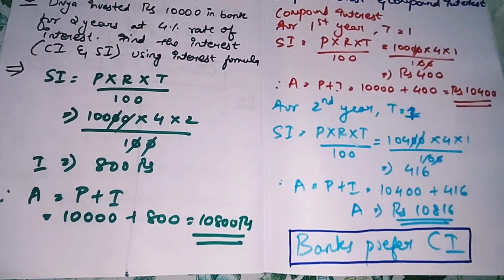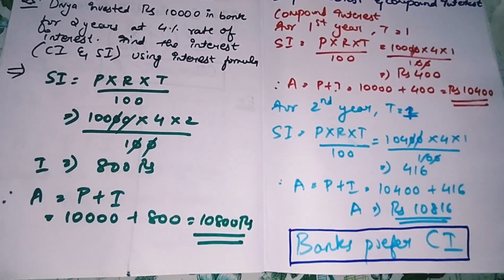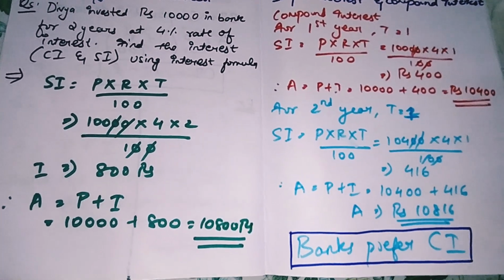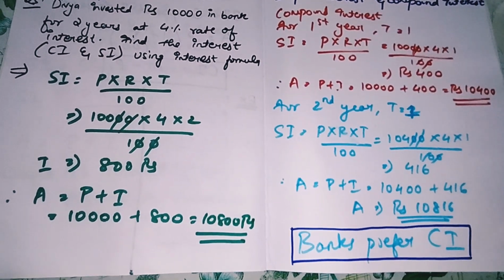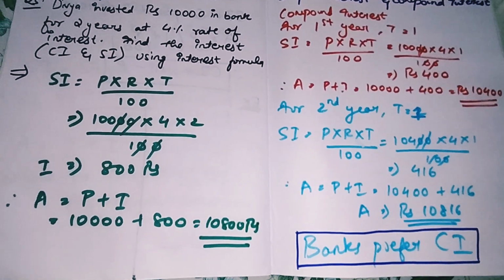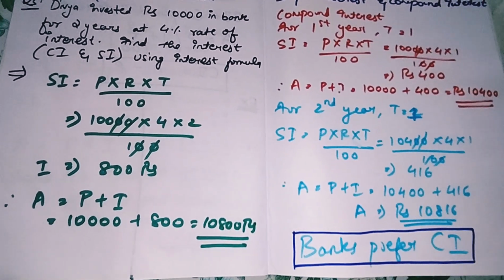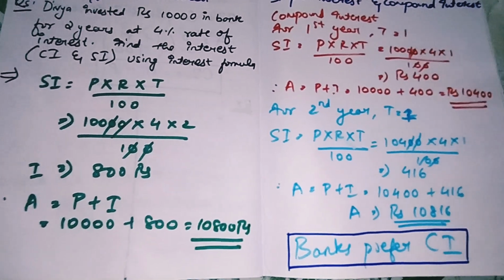Now you could observe both sides. After 2 years, while using the simple interest formula, we were getting 10,800. But here, after solving by compound interest, using the simple interest formula, we are getting 10,816. So what does the bank prefer for us? It applies the method of compound interest and gives us the interest.